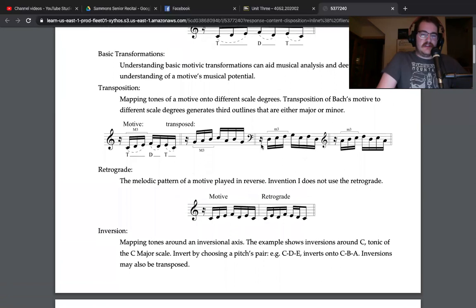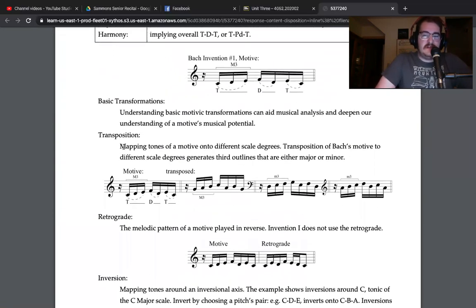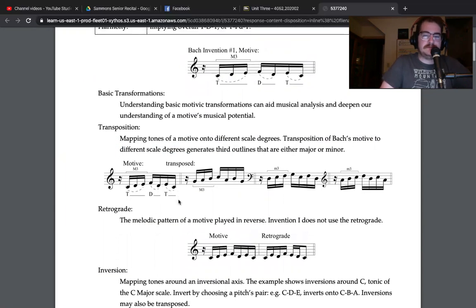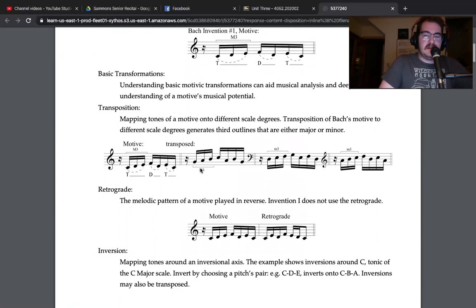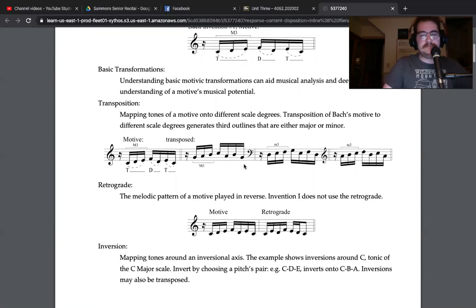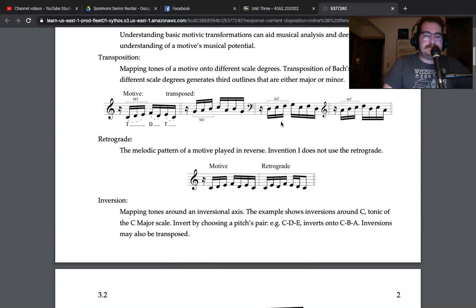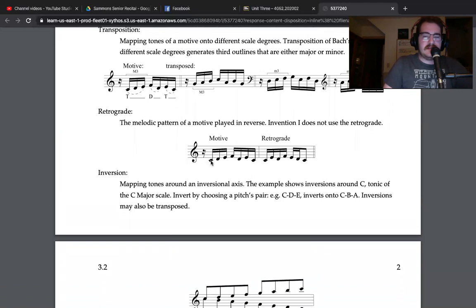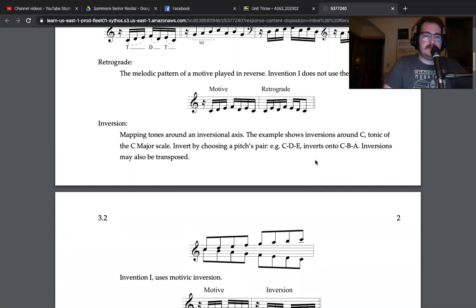So, basic transformations. Transposition, moving on to different scale degrees: do, re, mi, fa, re, mi, do. Sorry. And then up on G: sol, la, ti, do, la, ti, sol. Retrograde, which is the same thing backwards. That's pretty sweet.